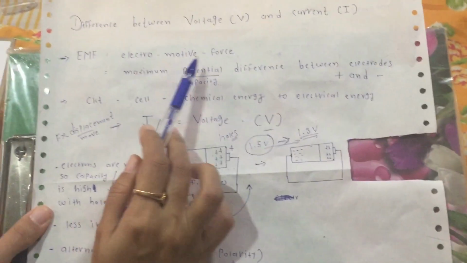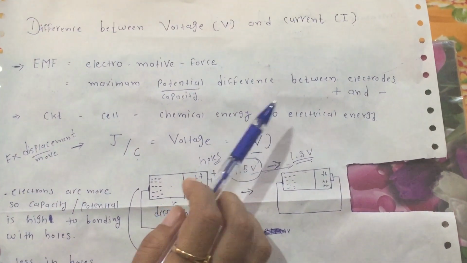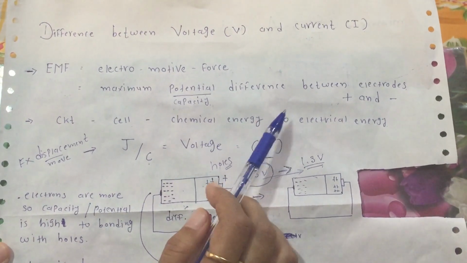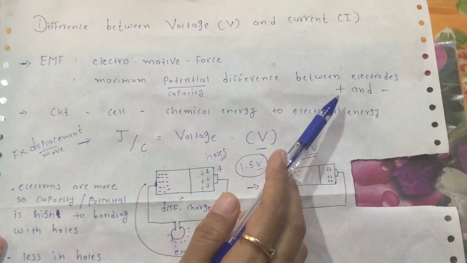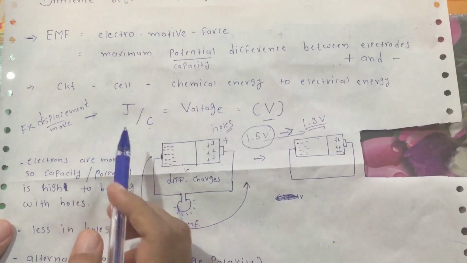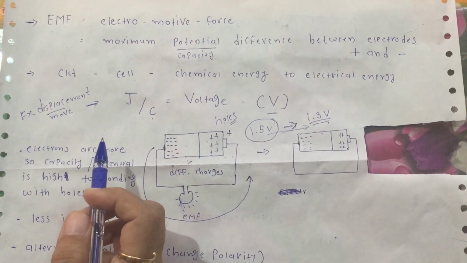EMF is electromotive force, which is the maximum potential difference between two electrodes, meaning the connectors of the cell. You know that the connectors of the cell are positive and negative. Another term is resistance, which opposes the current but not the voltage.